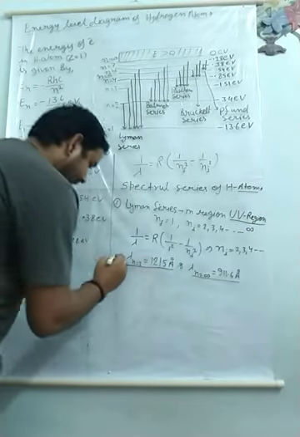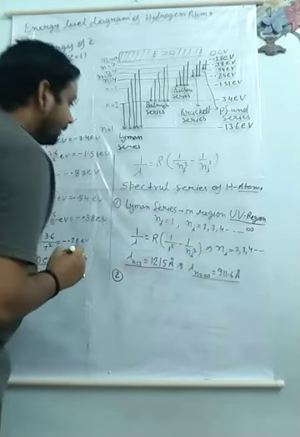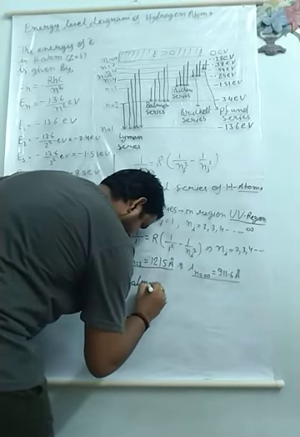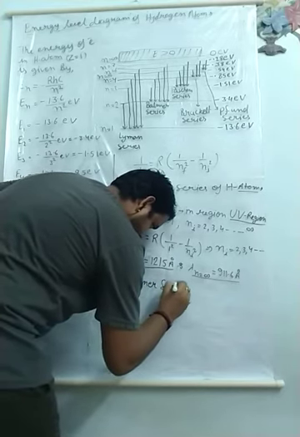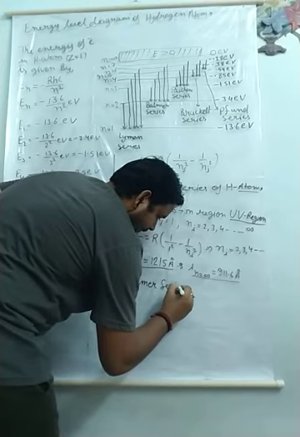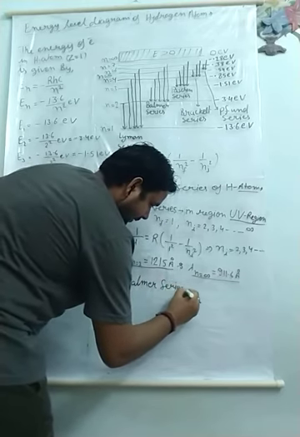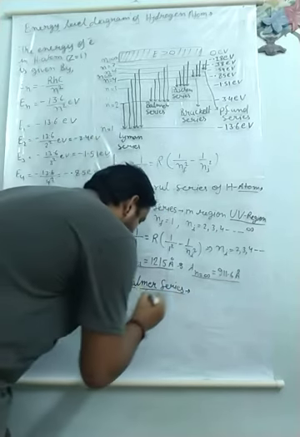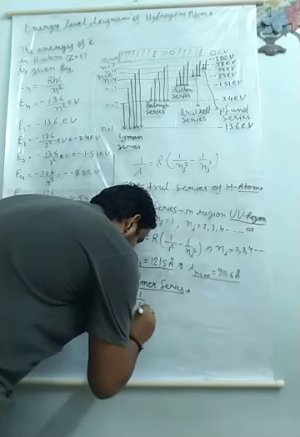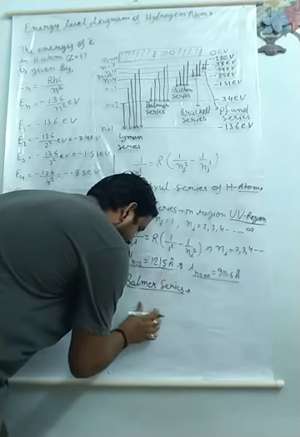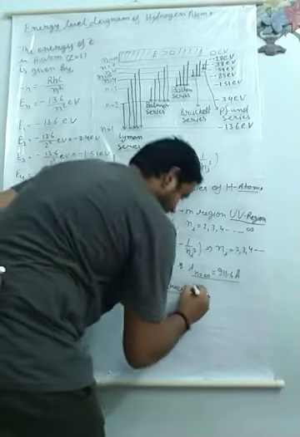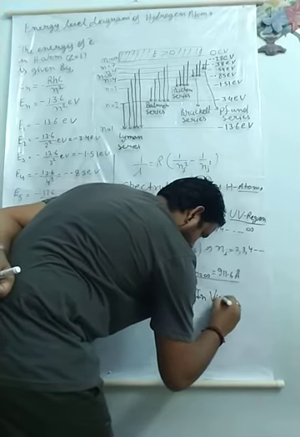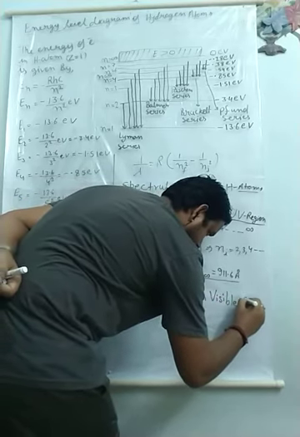The second series is the Balmer series. Okay, for this, the wavelength is in the visible region.